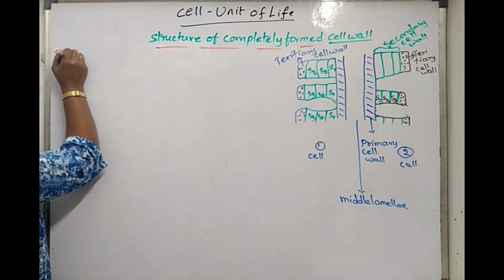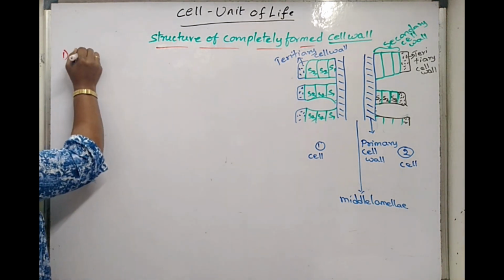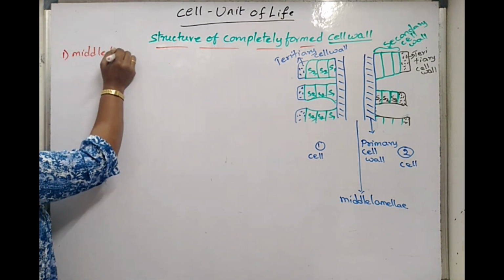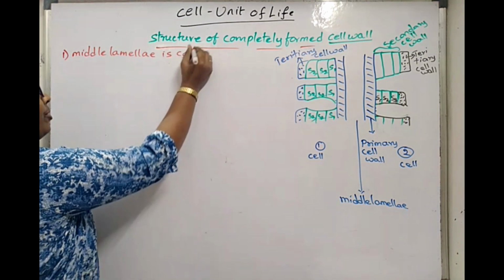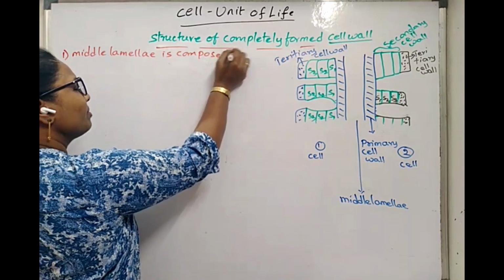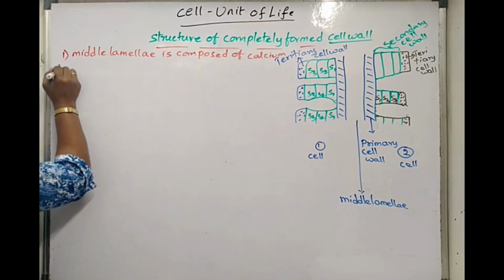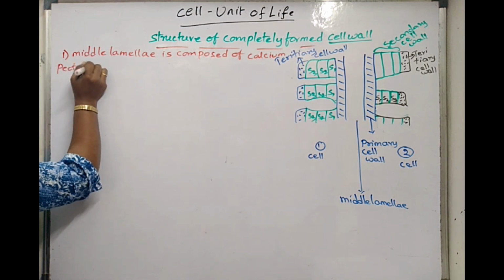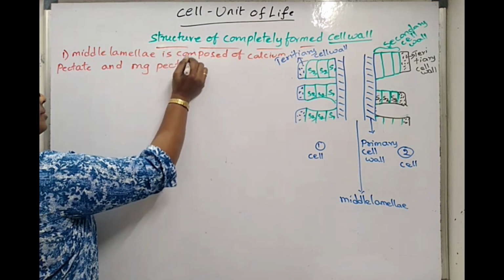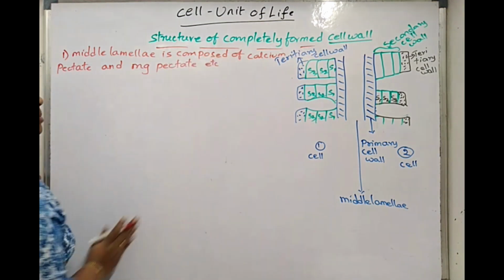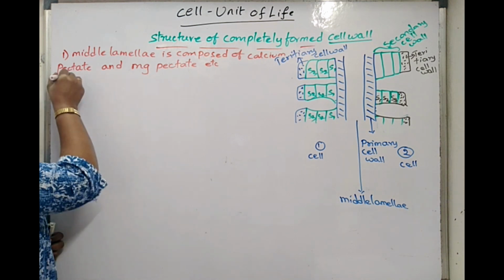If you see some points regarding the cell wall layers, first one, the middle lamellae is made up of, or composed of, calcium pectate and magnesium, etc. There are some other types of chemical substances also which make the middle lamellae stable.